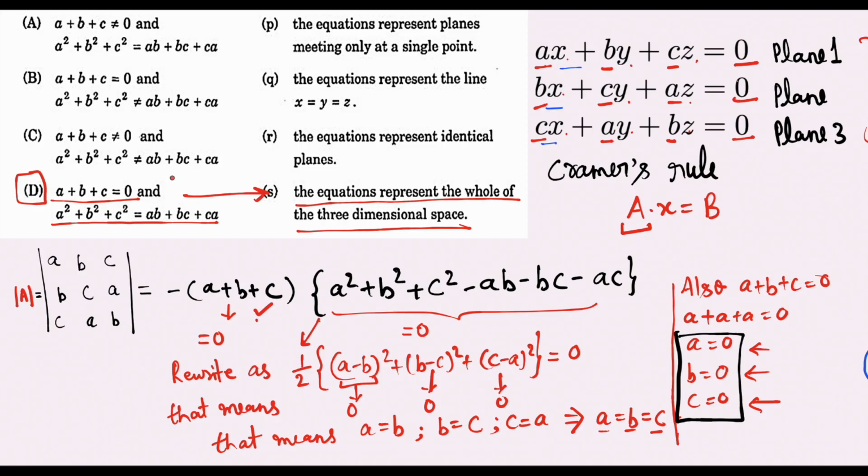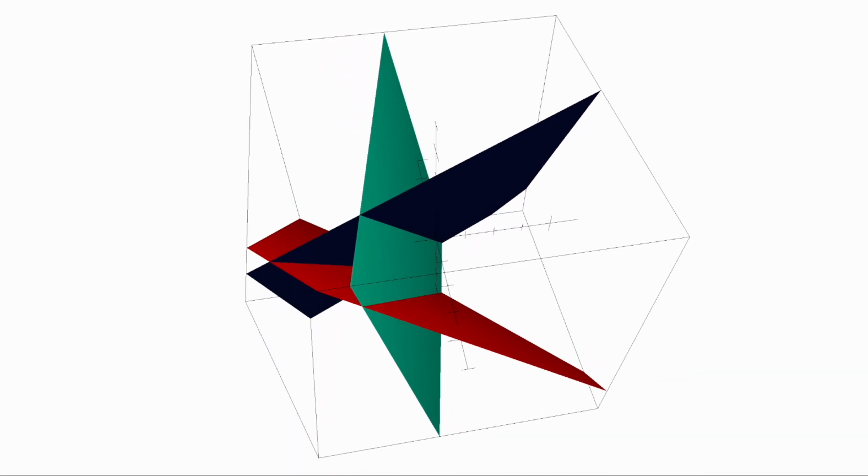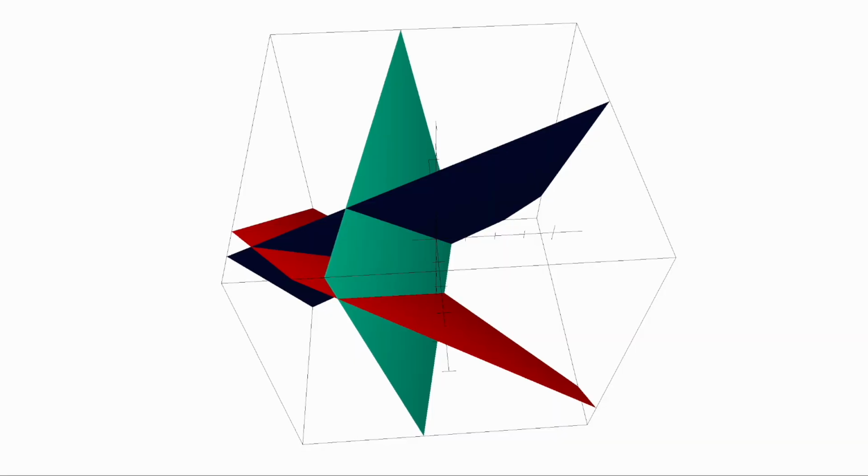And now at the end of the video, I have added a specific situation where three planes make a triangular prism by intersecting, and here also there are no solutions. The determinant will be 0. That's all for today.